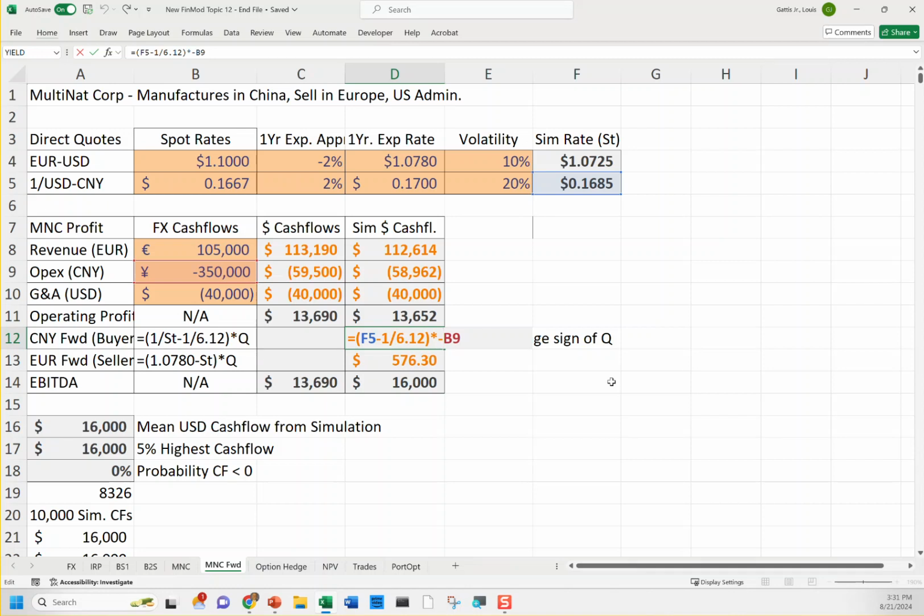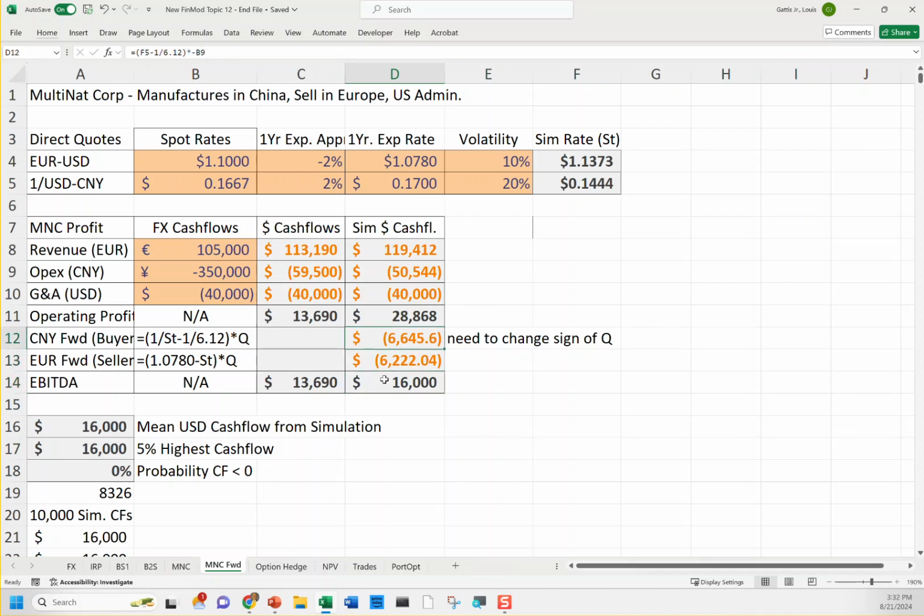And this is times this, since you're buying, you're paying the 350,000. All right, here's the payoff of the short forward to sell euros at 107.8. Here's the F minus the simulated spot price times my 105,000 euros. Now, every time I hit F9, I get different exchange rates, but notice what happens here. Since I am fully hedged, I am guaranteed of selling all of my euros at $1.078 and buying all of my Chinese yuan at 612.